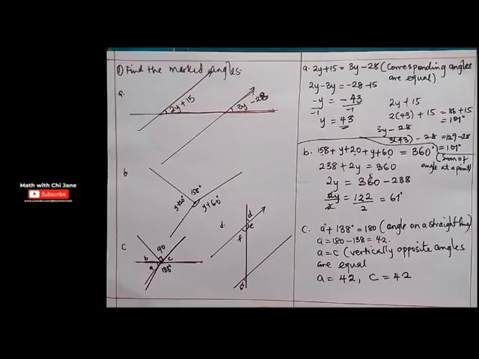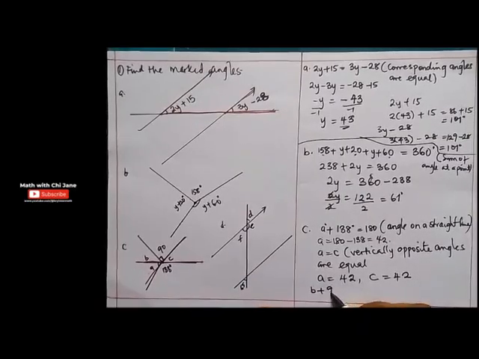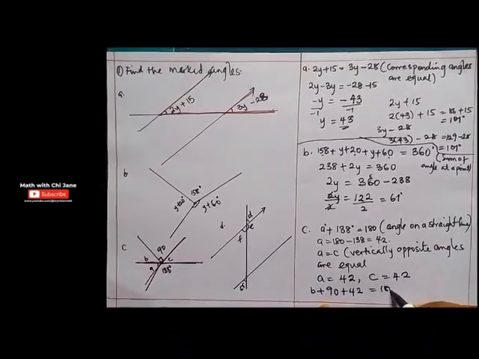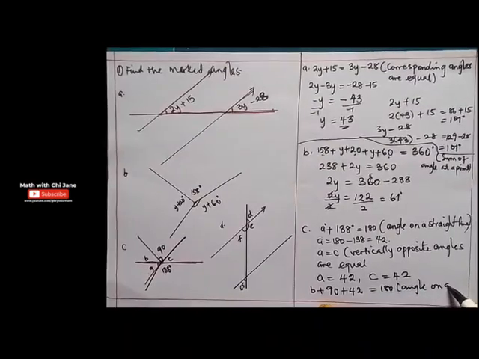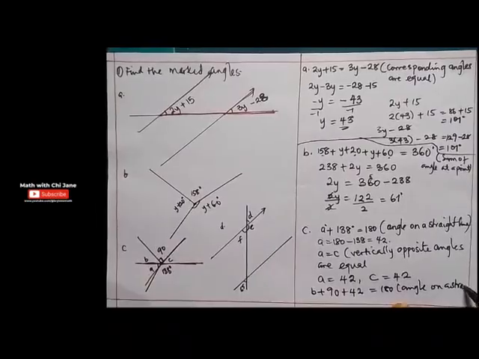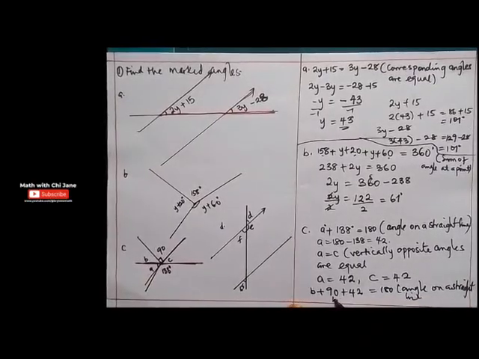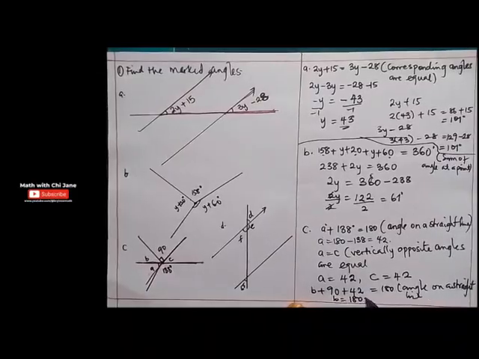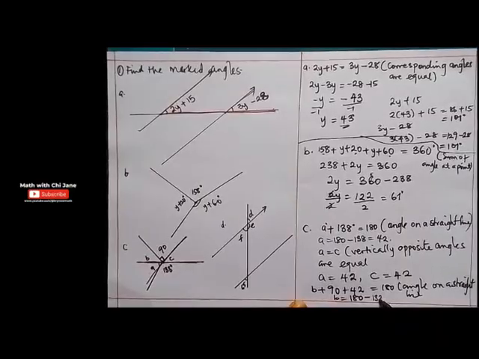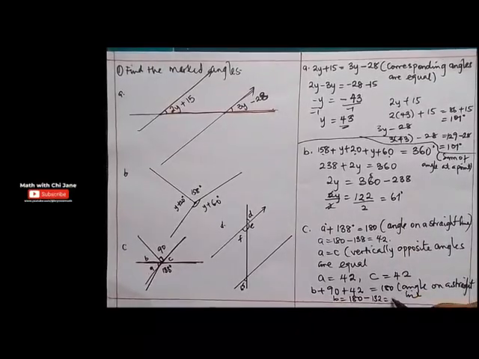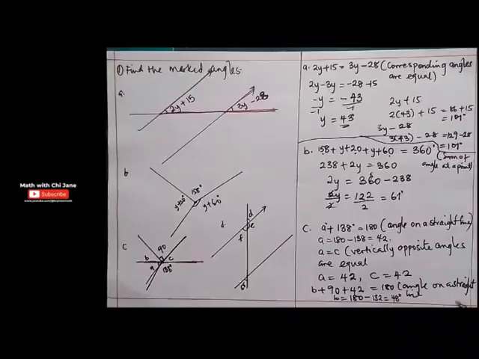Then for us to get the letter B, we have B plus 90 plus 42 is equal to 180. Still the same thing, angle on a straight line. So B will be equal to 180 minus 90 plus 42 is 132, and our answer is equal to 48 degrees.